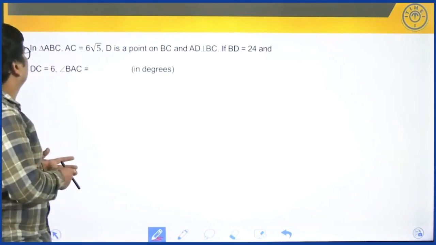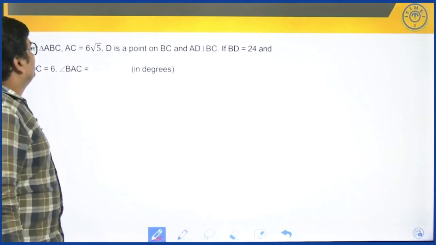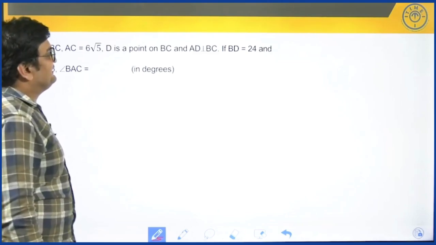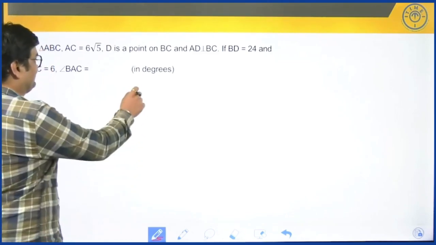Have a look at this. In triangle ABC, AC is equal to 6 root 5. D is a point on BC and AD is perpendicular to BC.